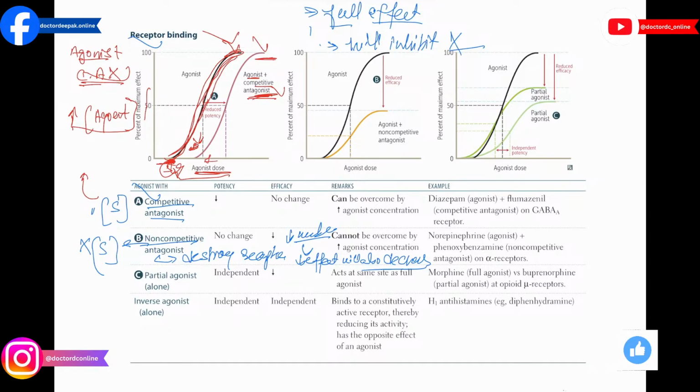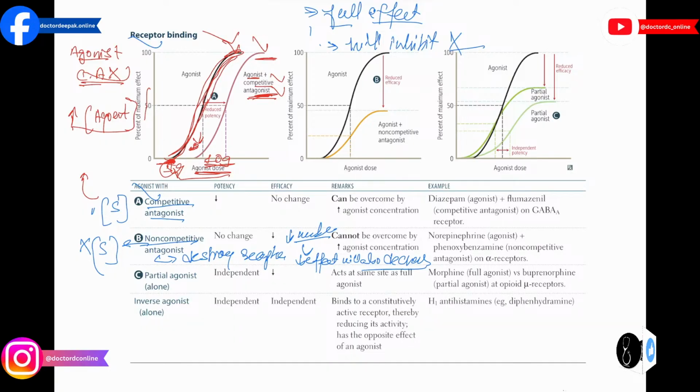So if you recall the previous topic about efficacy and potency, if we get a desired effect with a very small amount of drug, then it is called potency. So when we give competitive antagonists, the potency of the drug will change. But competitive antagonists do not change the efficacy. Efficacy is the maximum effect that a drug can produce.